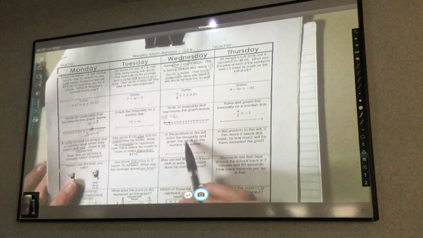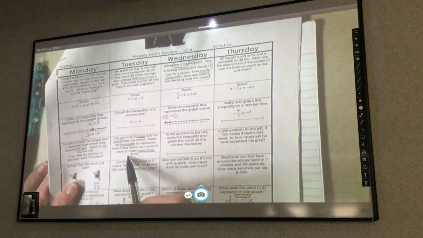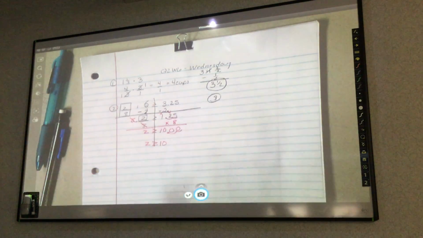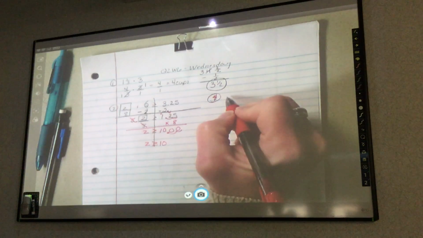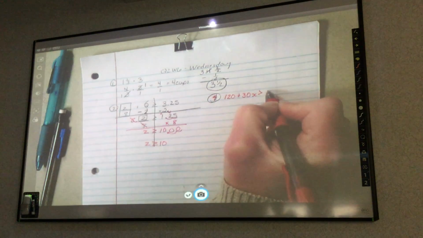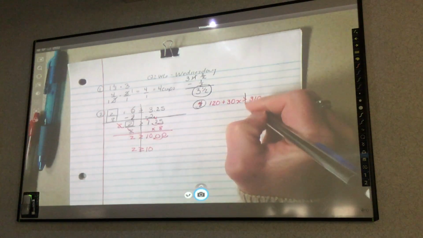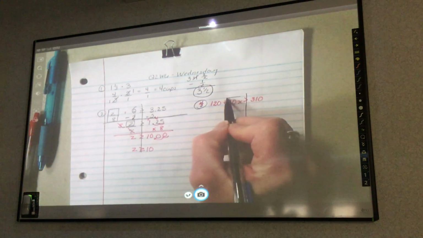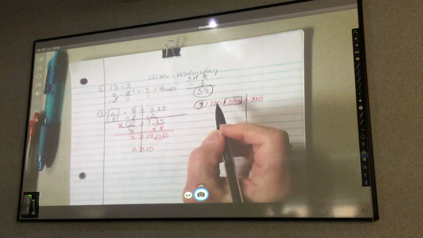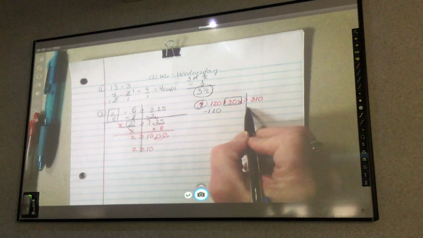In the problem to the left, solve the inequality and graph the result on the number line below. Well, you had to have what we found the answer for yesterday. That's why we have to write down everything I do. So for number 4, we had 120 plus 30x is greater than 310. Draw my line, box up the 30x. If this is a positive 120, I'm going to subtract or add the additive inverse.